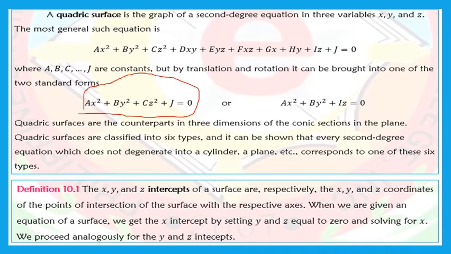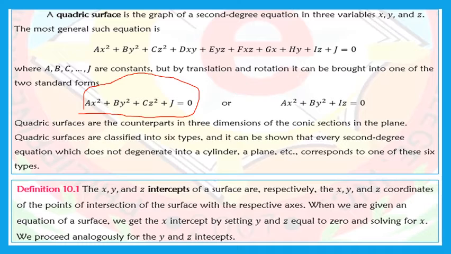In definition 10.1 class, the x, y, and z intercepts of a surface are respectively the x, y, and z coordinates of the points of intersection of the surface with the respective axes. When we are given an equation of a surface, we get the x-intercept by setting y and z equals to 0 and solving for x. Diba ganun man yung tinuro sa algebra natin?